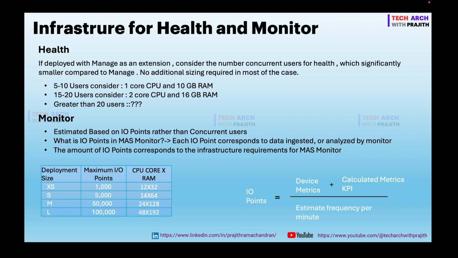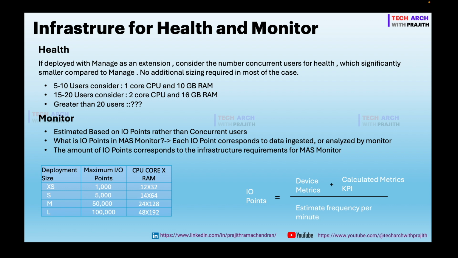So if you deploy with manage as extension, consider the number of concurrent users for health, which is significantly smaller compared to manage. You don't see a large number of users required to access health. This is some key people, some key reliability engineers or reliability people in your organization having access to that. So the health capacity calculation is pretty simple. This is my point of view. IBM has recommended a little bit differently.